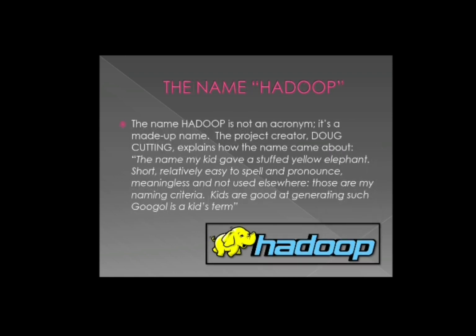The name Hadoop. The name Hadoop is not an acronym. It is a made-up name. The project creator, Doug Cutting, explains how the name came about. The name my kid gave a stuffed yellow elephant. Short, relatively easy to spell and pronounce, meaningless, and not used elsewhere. Those are my naming criteria. Kids are good at generating such names. Google is a kid's term.